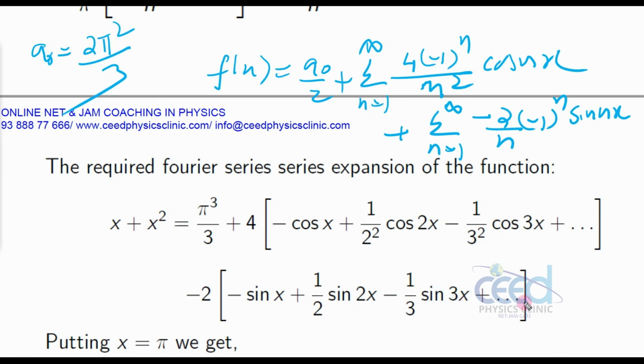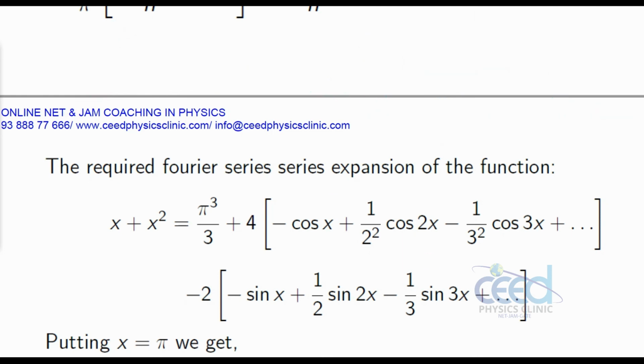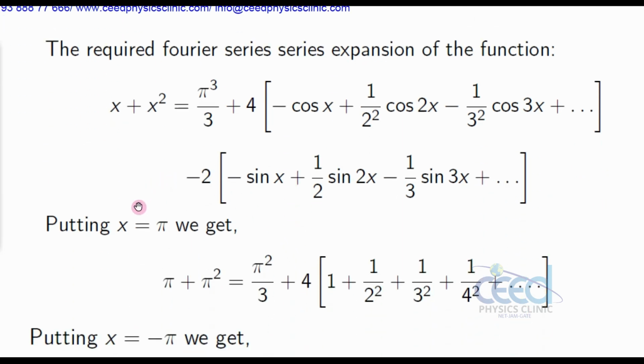Now we can put in some values on either side. Suppose I take x = π on both sides, what happens? Here we get π + π². sin nπ is 0, so this part will be completely 0. Then π²/3 = 4 times cos π, which is -1. So minus minus is plus, and this 4 is out: 1 + 1/2² + 1/3², because cos 3π is -1, so -1 times -1 is plus 1/3². So all the terms will be positive.